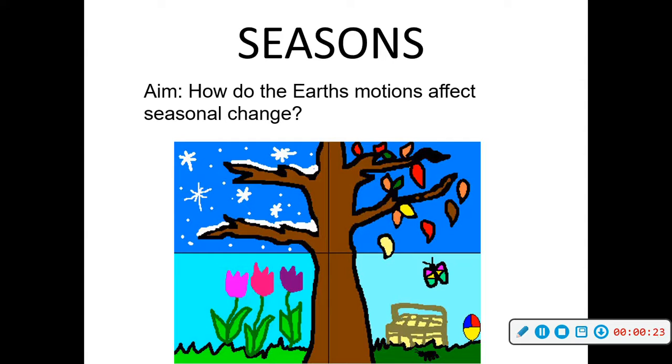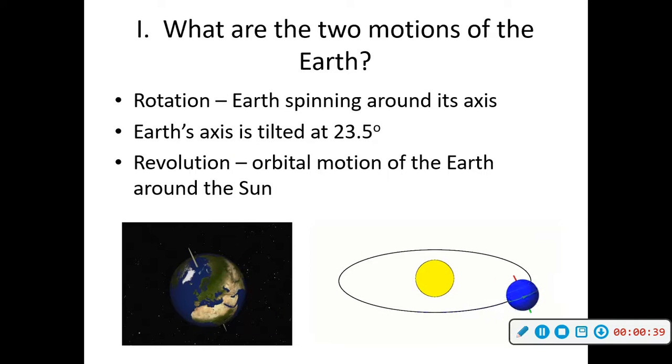All right, so how do the Earth's motions affect the seasonal change? It's not just the Earth's motions, it's also the way the Earth is oriented, all right? So we'll get into that. So what allows us to go between these four seasons every year, and it is a pattern that happens.